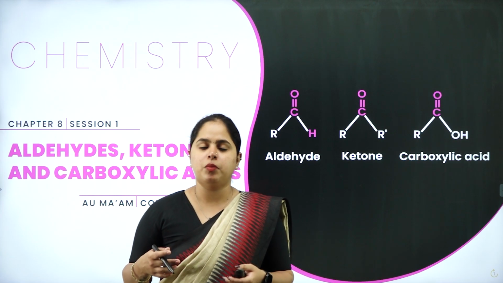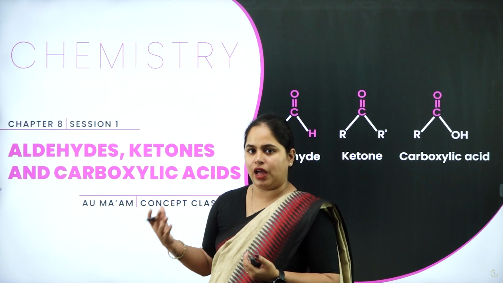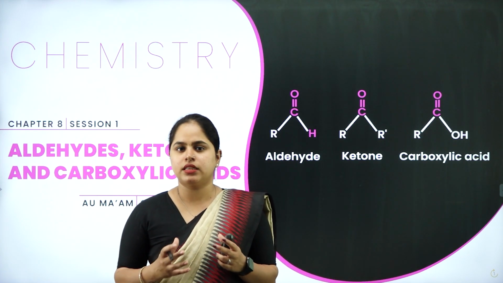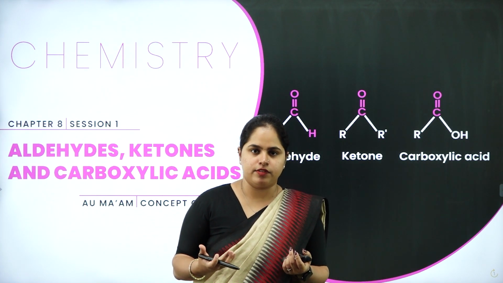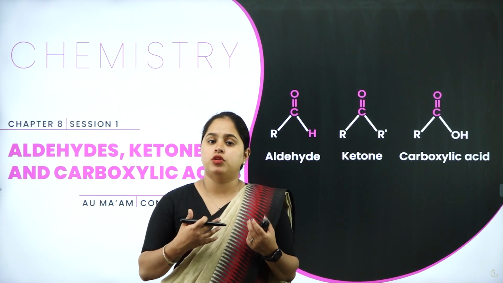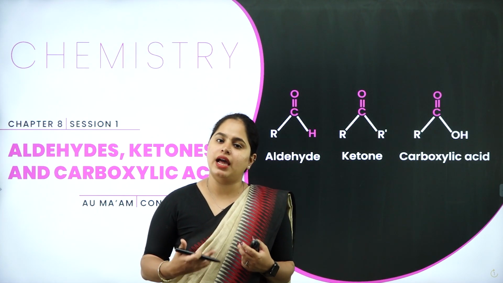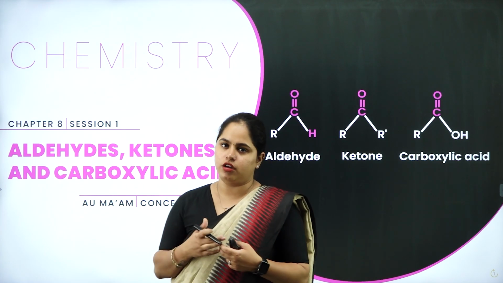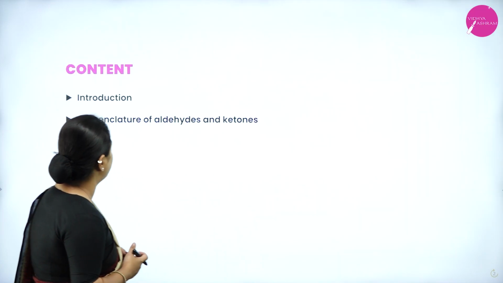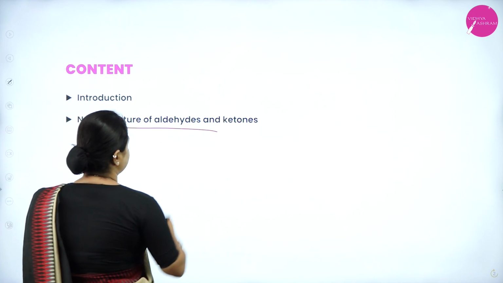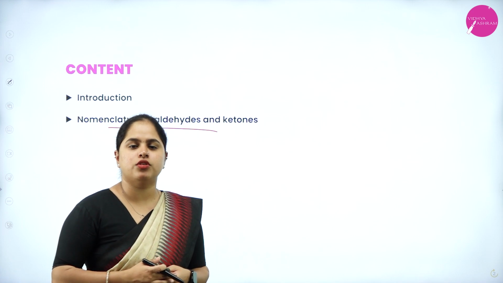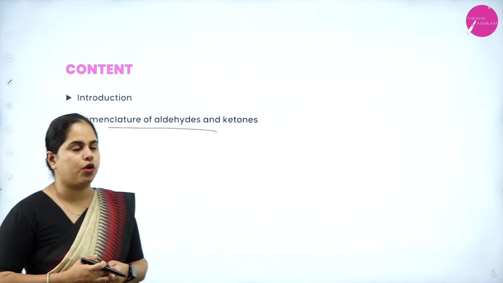So you might be familiar with the functional group of aldehyde, ketone and carboxylic acid. Those basic things you might already know, but in detail we are going to study the nomenclature of these, then the preparation, the physical and chemical properties of each one of these in detail in this chapter. In today's session we are going to discuss the nomenclature of aldehydes and ketones in detail. From the next session we are going to start with the preparation and chemical properties.